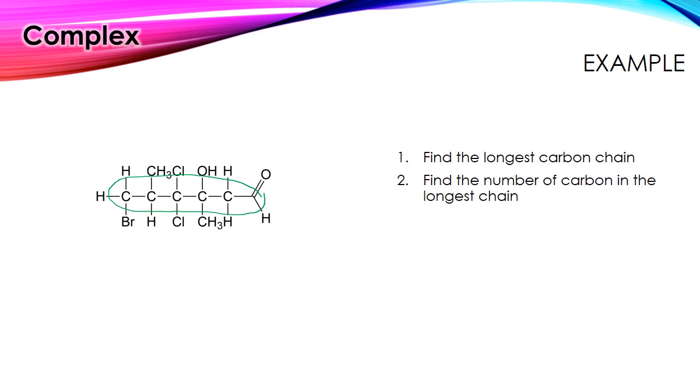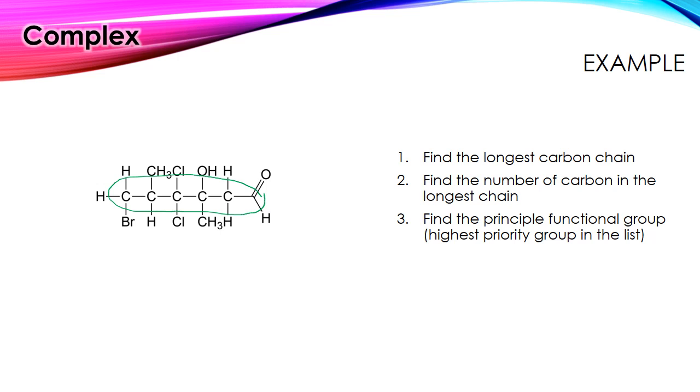Next part, find the number of carbons in the longest chain. How many are there? 1 2 3 4 5 6 carbons are there. Then find the principal functional group, the highest priority group in the list.